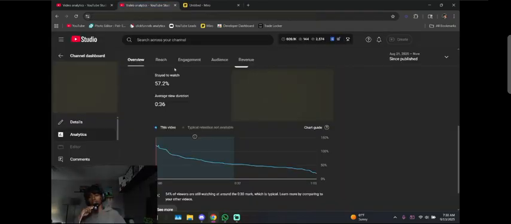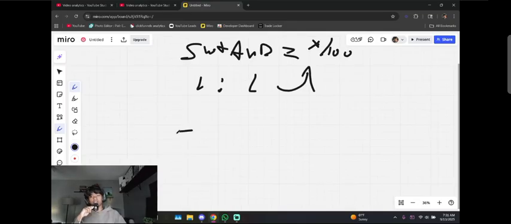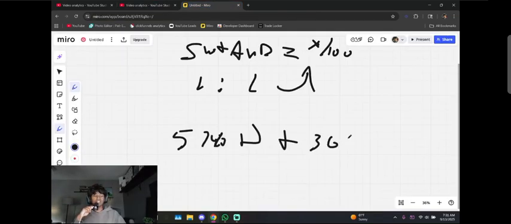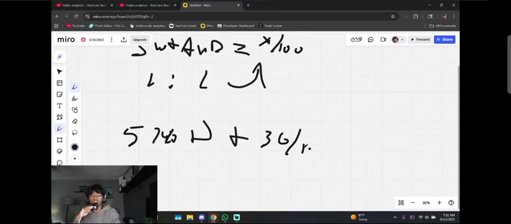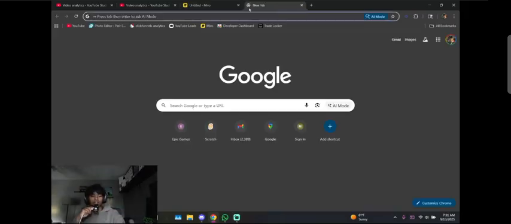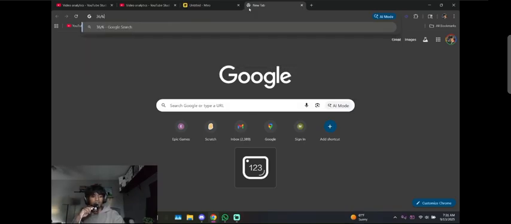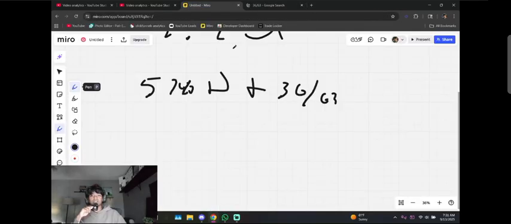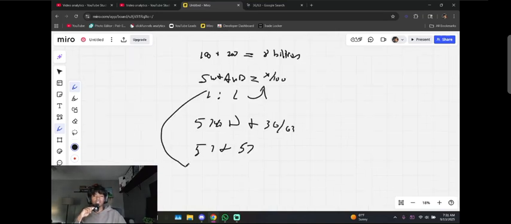So let's put a real world example here. Over here we had a 57% swipe ratio, and then we had an average view duration of 36 seconds. But remember, this 36 seconds is out of a 1 minute and 3 second video, which is really just a 63-second video. And if we do the math here, 36 divided by 63 gives me 57%. 57% plus 57%. Well, what do you know? Wow, it's even, huh? It's almost like I said, it's a 1-to-1 ratio here.